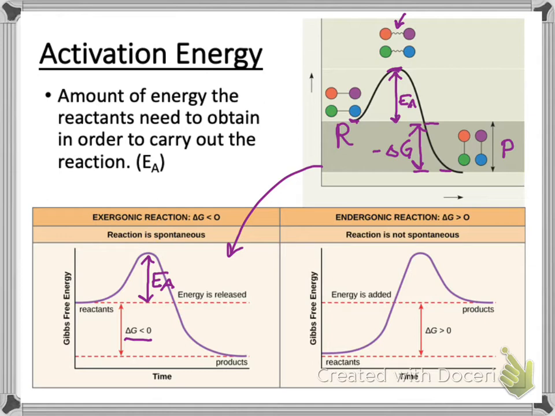Now, for an endergonic reaction, again, delta G is the difference between reactants and products. In this case, we have a positive delta G we have to put in. But in order to get the reactants destabilized enough to form the products, we have a very big hump. Remember, the activation energy is the difference between the reactants and that peak free energy. So here we have a large activation energy. A lot of energy has to go in to get an endergonic reaction going.